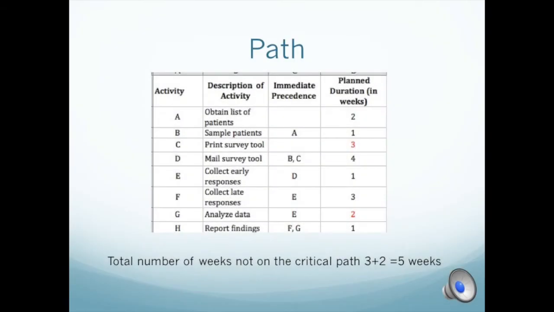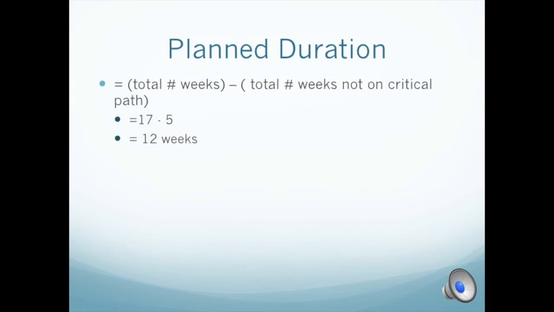As we can see in the slide, activities C and G are not on the critical path, and planned durations for these activities are in red. 3 plus 2 equals 5 weeks that are not on the critical path. So, to find the planned duration, we found that the total number of weeks is 17 and the total number of weeks that are not on the critical path is 5. It gives us a total of 12 weeks for the planned duration.